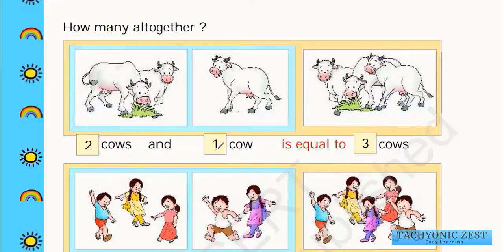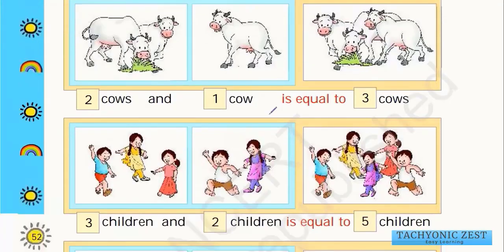So now as we have seen the counting, let us try to solve these questions. How many altogether? Here it is written 2 cows and 1 cow is equal to 3 cows. See here, in this picture there are 2 cows, 1, 2, and 1 cow. Here there is one more cow. So now the total number of cows is 1, 2, 3.